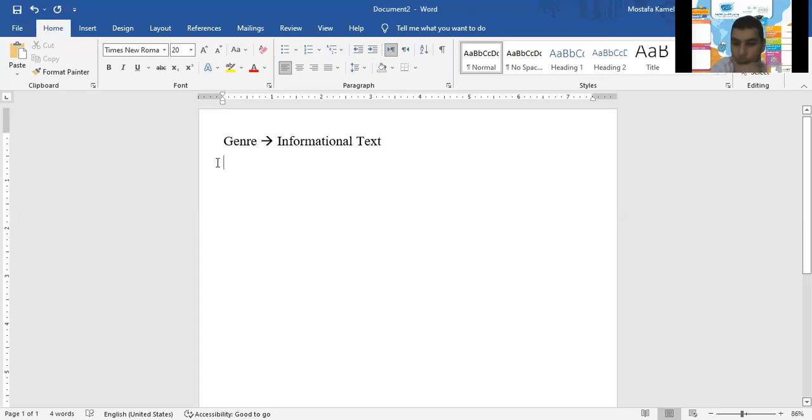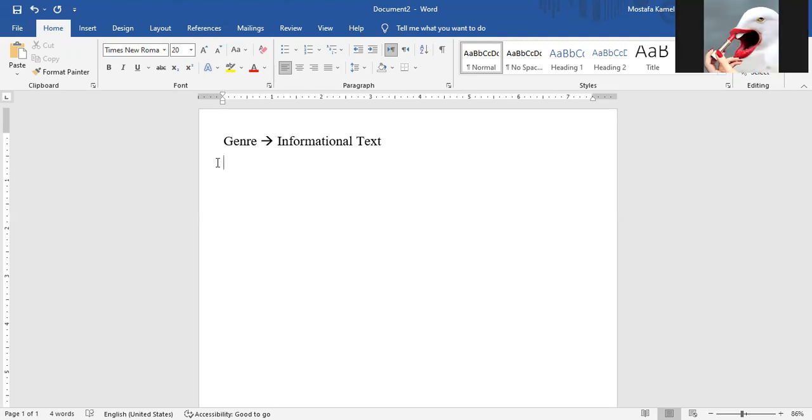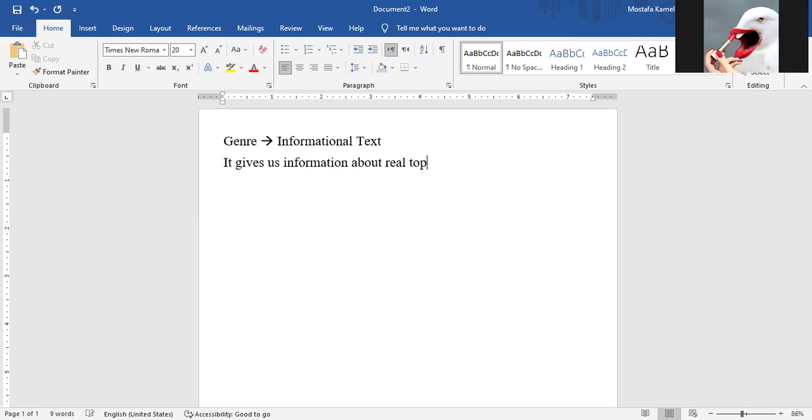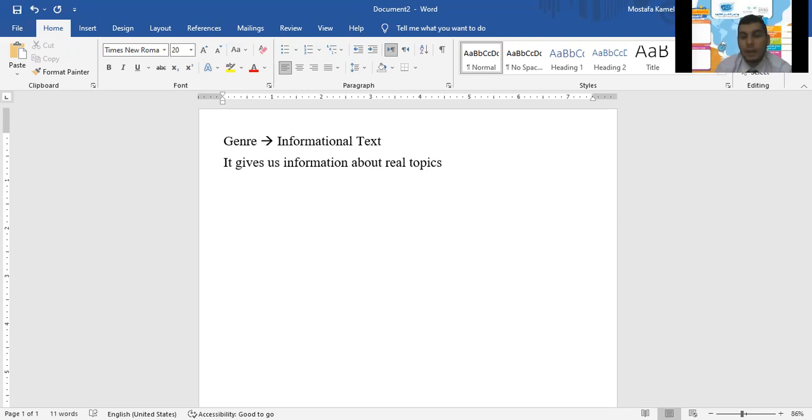Mu'ad, what do you know about the informational text? It gives us information about real stuff. It's real. Very good. So it gives us information about real topics, not fiction. Very, very good.